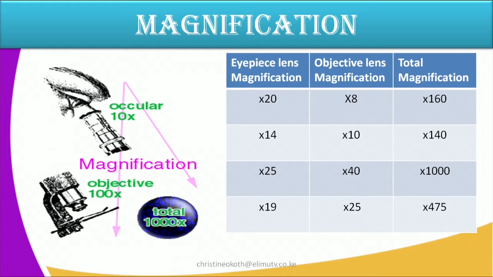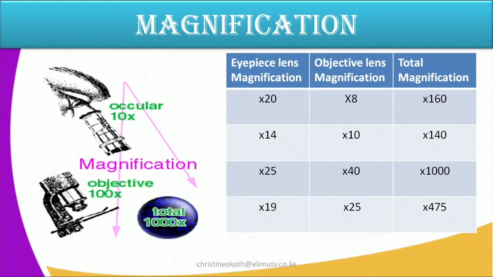The second example, you have an eyepiece lens of times 14, then you have an objective lens times 10. So you do the maths, 14 times 10, you get 140. So it means this specimen has been magnified 140 times.